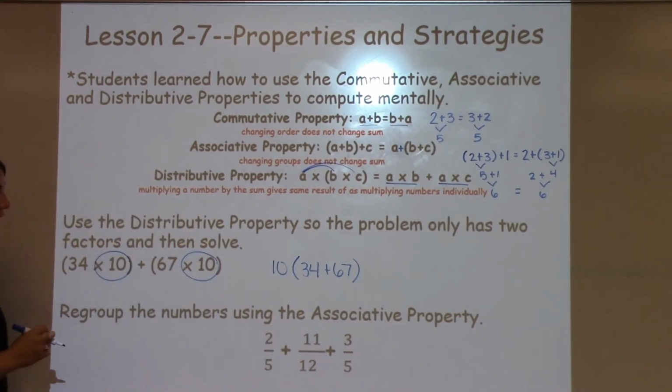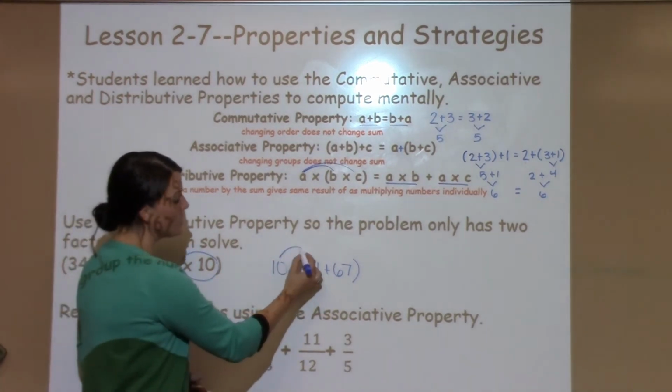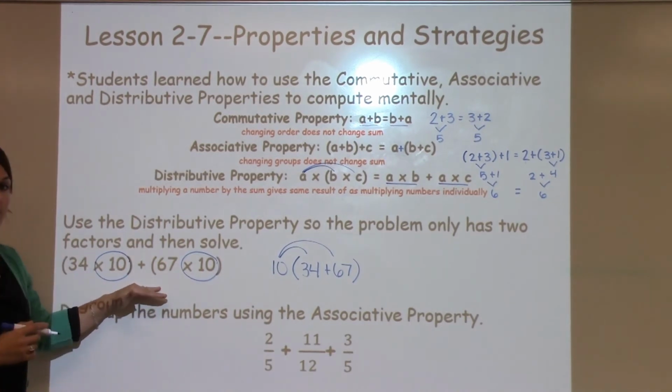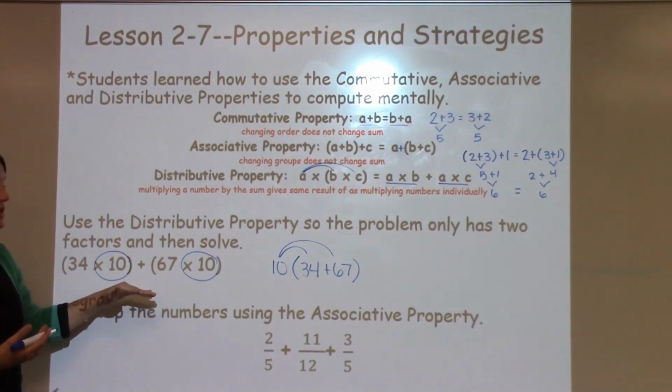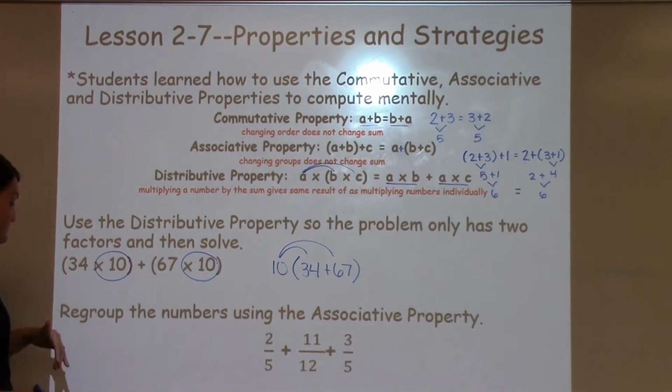And now I've solved the problem, so I only have 2 factors, 34 and 67, and I could distribute the 10 to each one to get the exact same answer as I did over here. So that's an example of how I could use the distributive property either way.